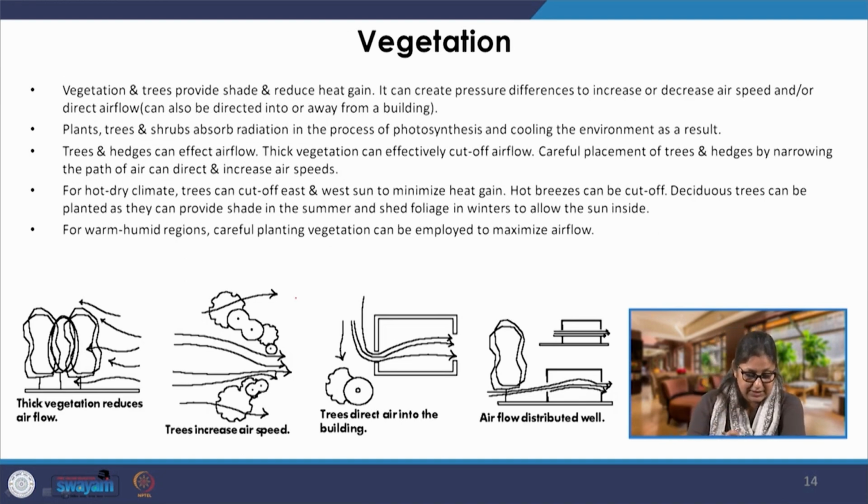So, vegetation can help in reducing the speed or increasing the speed of air. It can help in shading the building, or it could also help in privacy and the views. So, these are the factors we take into account when we provide vegetation, but we also have to see the quality of vegetation, that it is associated with increased moisture in the surrounding air. So, we have to see whether we need vegetation or we do not need vegetation for a given climatic context.